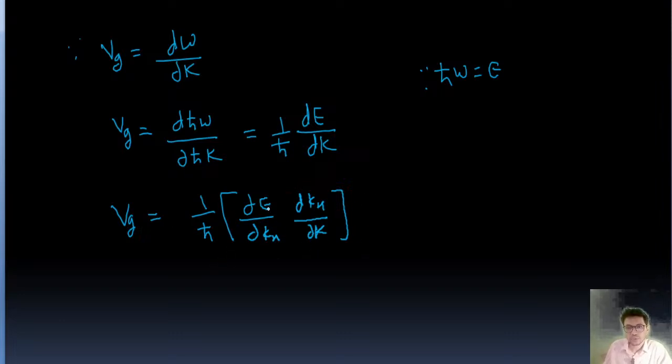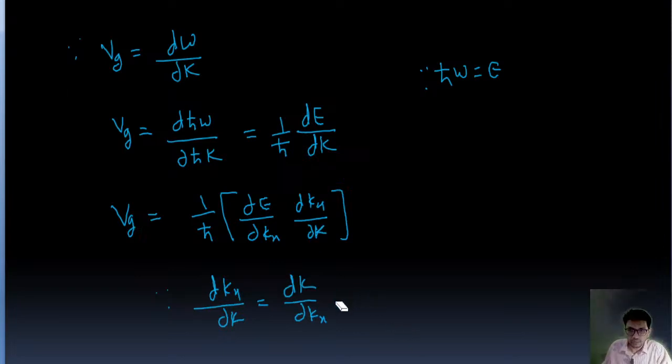Okay, so now we'll solve it. Here you need to understand the value of dkx upon dk. This you need to know. Now you need to understand what that value will be in this case, guys.